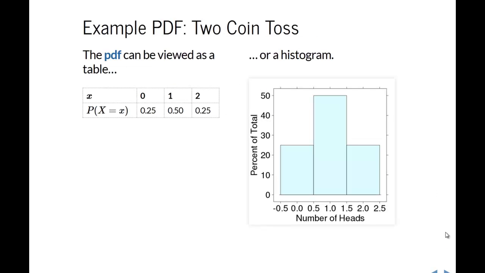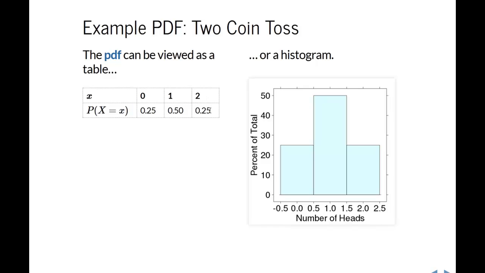Let's return once again to tossing a fair coin twice. We can view the PDF as a table or as a histogram. Let's look at it in table form first. The first row is the values that little x can be. The second row is the probability that the random variable, capital X, takes on those values. So for this example, 0, 1, and 2 make up the first row because those are the values in the range of the random variable.